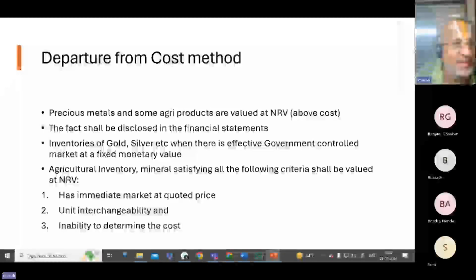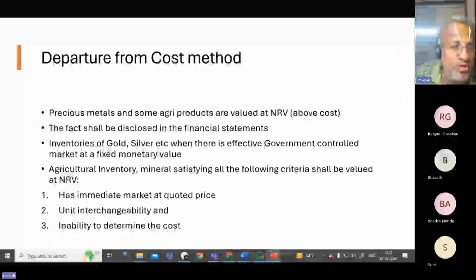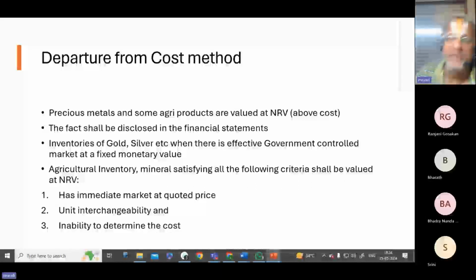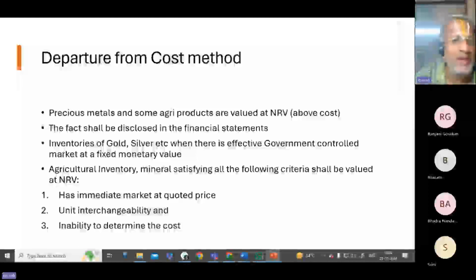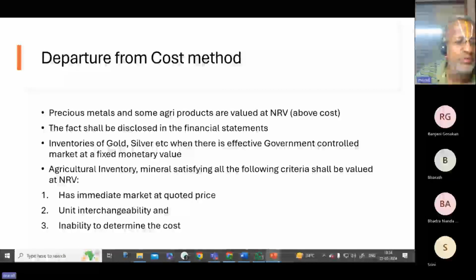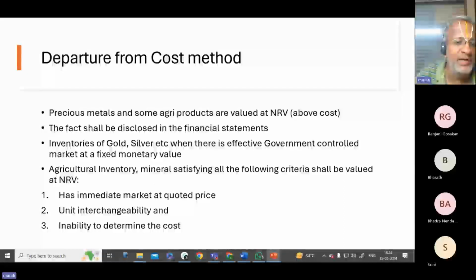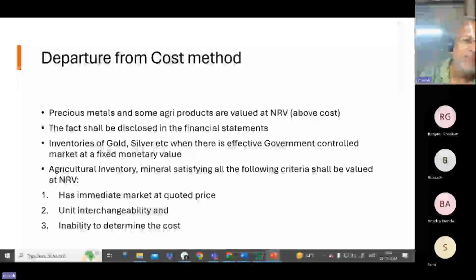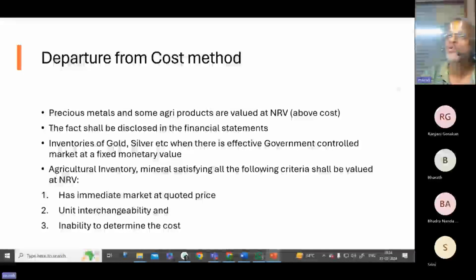So please understand, there can be a theory question that you would be having. They will be asking which are all the items that will be taken up at NRV, and they might give precious metal, they will give you agricultural inventory, and they will give you minerals, and they will be giving something else. So you need to identify which one is correct and which one is incorrect. Depending upon whether they are asking for the incorrect one or the correct one, you have got to take a decision.